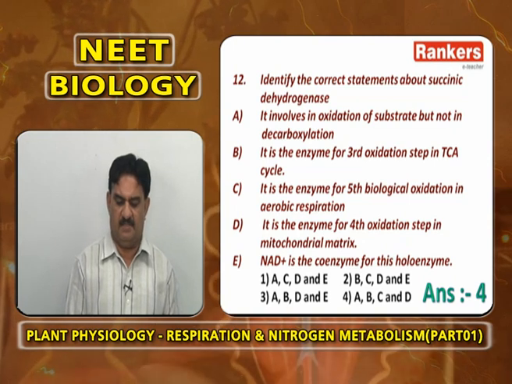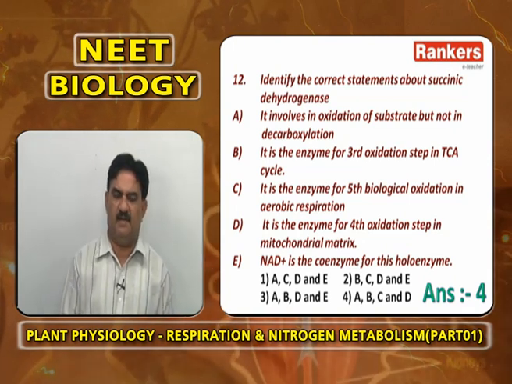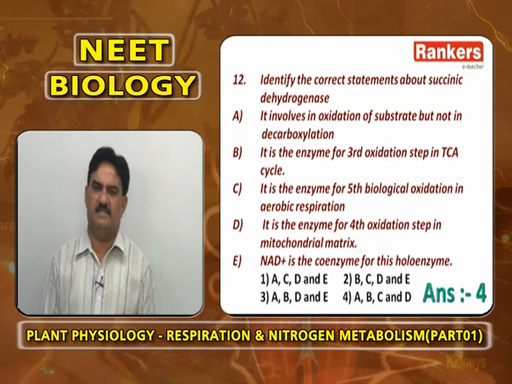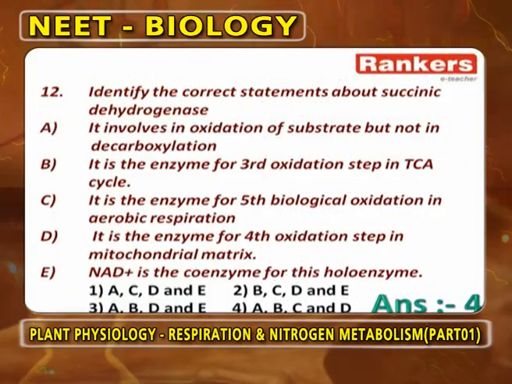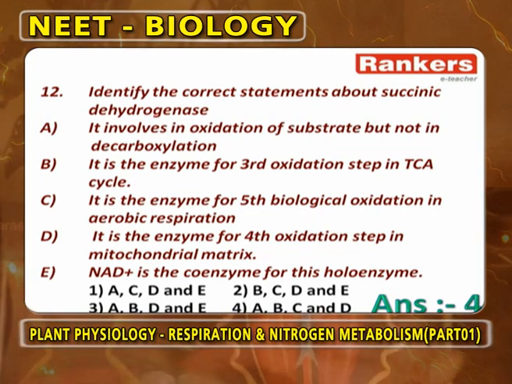Now, NAD plus is the coenzyme for this holoenzyme is wrong. NAD plus is not the coenzyme of this holoenzyme. FAD is the coenzyme of this holoenzyme. So, A, B, C, D are correct. E is wrong. Fourth option.